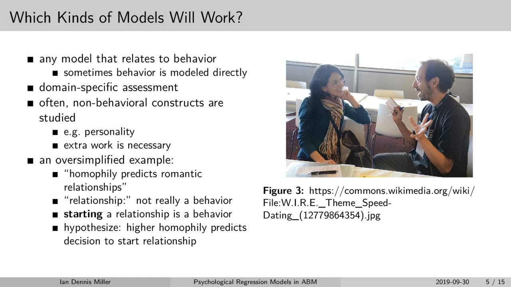Let's quickly discuss an extremely oversimplified example. Let's say, for the purpose of discussion, that homophily predicts romantic relationships. The existence of a relationship is not exactly a behavior, so why don't we relate it to the behavior of starting a relationship? So let's hypothesize that greater homophily is going to predict the decision to start a relationship. Well, now we have constructed something that could be the type of behavior that an agent could engage in.